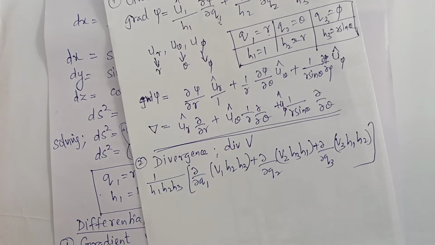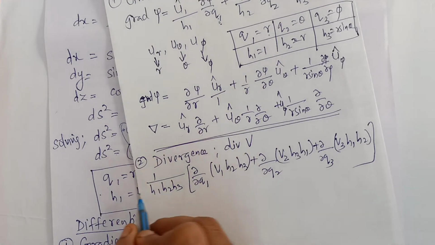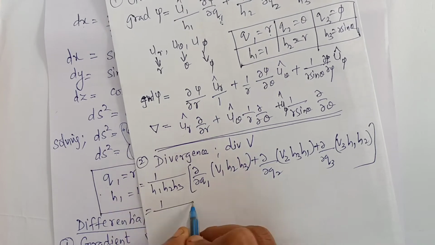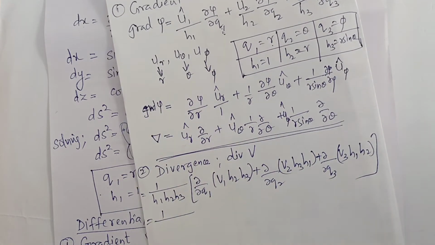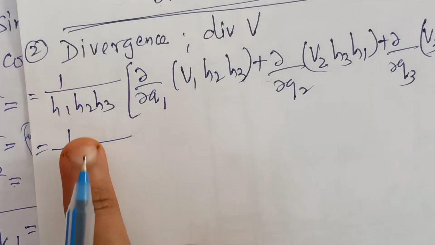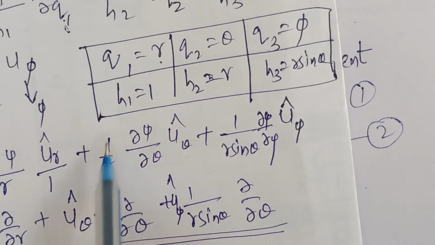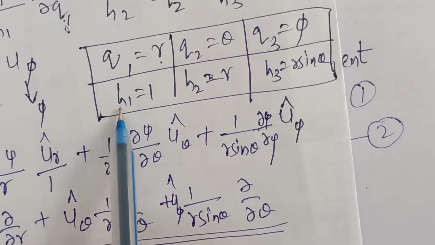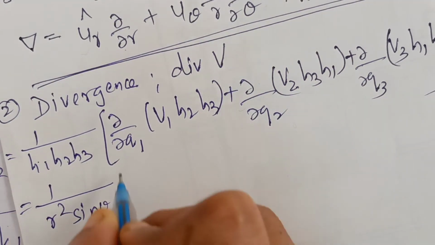So now we are having the divergence values again in the spherical polar coordinates. First, outside we want the product of h1, h2 and h3. What are the values for h1, h2 and h3? 1 into r into r sine theta. So we can write it as 1 by r square sine theta.